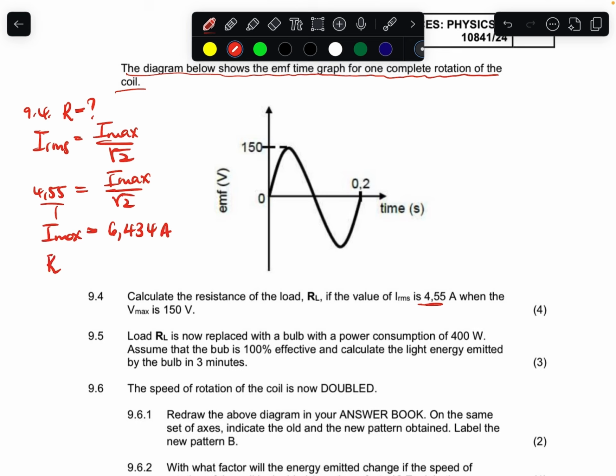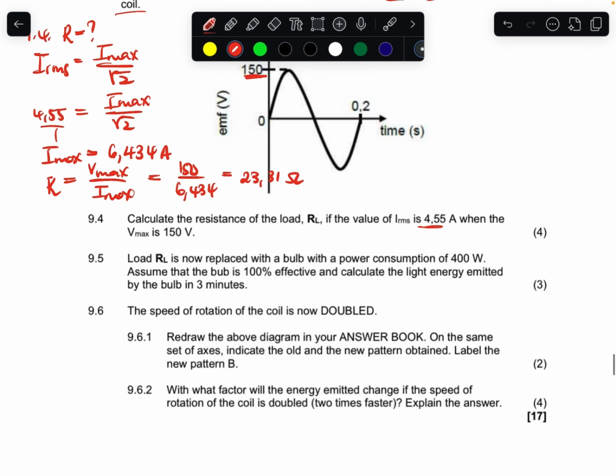So the formula that we're going to use says Vmax is equal to IMAX times R. That's the reason I started to change the IRMS to IMAX. We have the Vmax, it's 150. 150 divided by 6.434. So the answer is going to be 23.31 volts, not volts, ohms. That's the resistance of that load there.